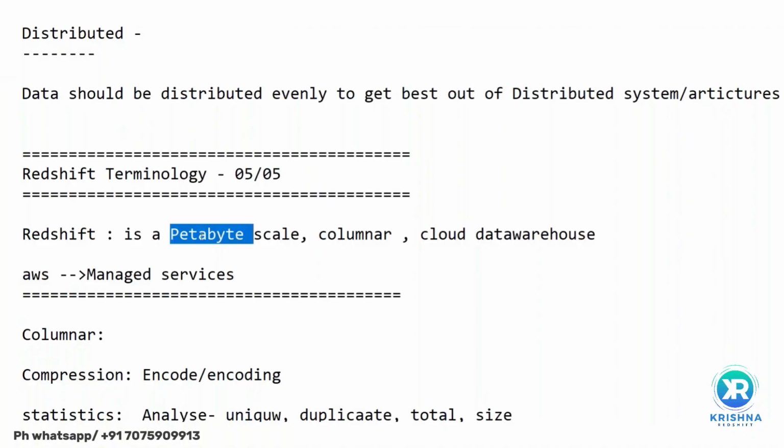Redshift is petabyte scale. Till now I have used Teradata many times. Why did they name it Teradata? Actually, Teradata ruled the market so well, for 30 years. There was no competition for Teradata before the cloud came. It was so fast, but it's on premise. Earlier, Oracle was famous, but Oracle can store up to some hundreds of gigabytes.